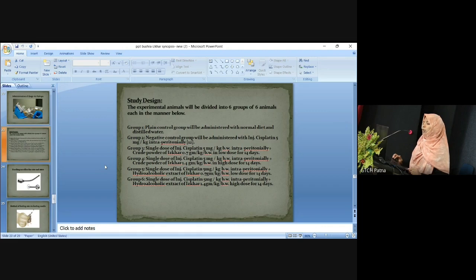Then for group 5, the same cisplatin will be injected for nephrotoxicity, and after that we will give our important test drug, the hydroalcoholic extract of Izkhar. That extract will be based on 0.7 gram per kg body weight, and whatever amount of extract is obtained from 0.7 gram per kg body weight of Izkhar, that amount of extract will be given to the rats. Then group 6, the last group, will be given the same thing, but again in the high dose, that is 1.4 gram per kg body weight for 14 days.